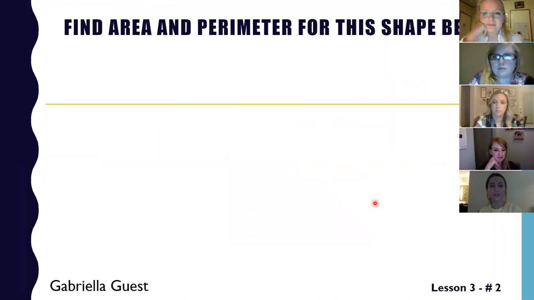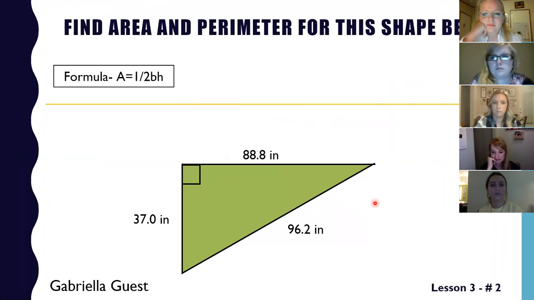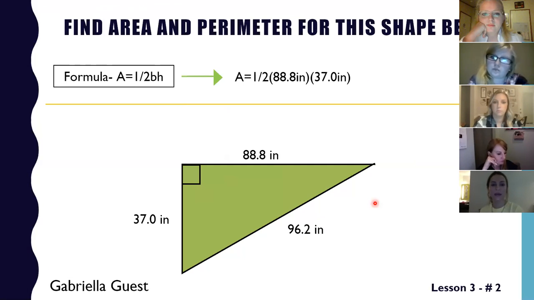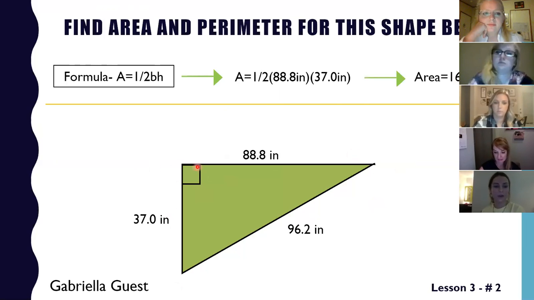Okay, next we're going to do the same exact thing, same exact method. So we need to know the formula for area, which is A equals 1/2 B times H. And then we're going to just plug in our numbers. So we're going to have 1/2 times B times H. So the base would be 88.8, and then the height would be 37 inches. And then we multiply those, and then we get 1,642.8 inches squared.